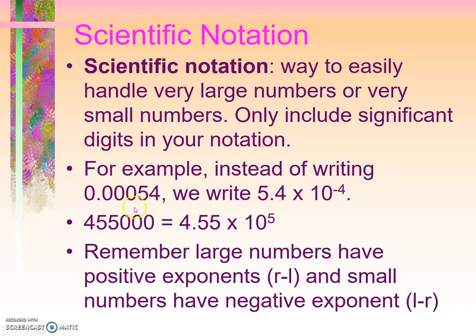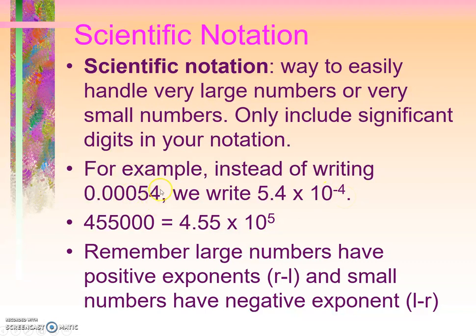0.00054, we can bring the decimal over. We'll bring the decimal over 1, 2, 3, 4 spots to the right, and we'll get 5.4 times 10 to the minus 4. So very small numbers, you'll see a negative exponent, because we're going to move the decimal point to the right. When we move the decimal point to the right, we're going to get a negative exponent.